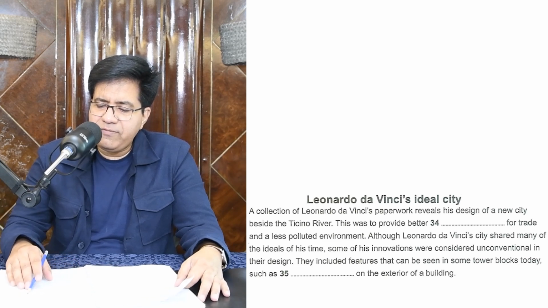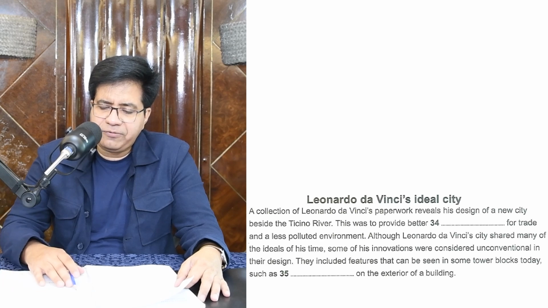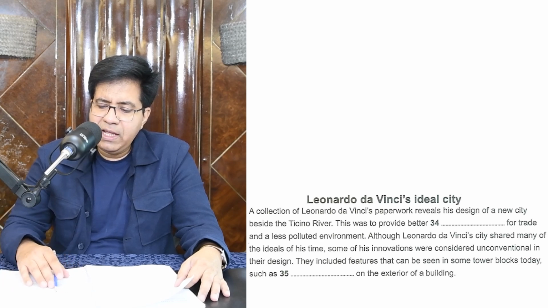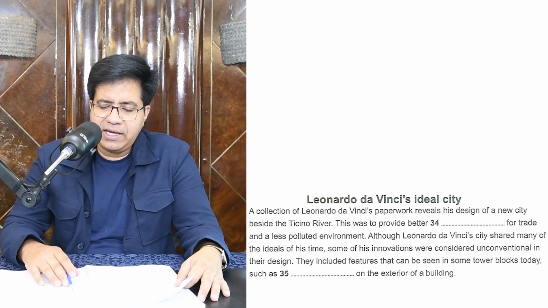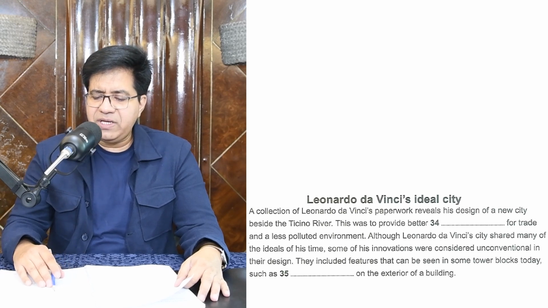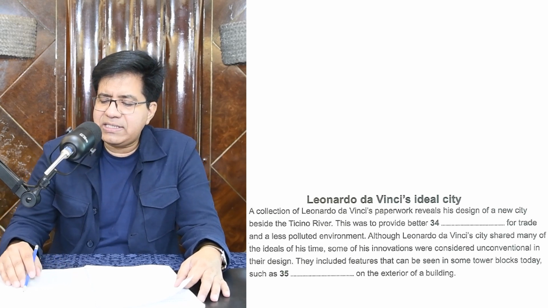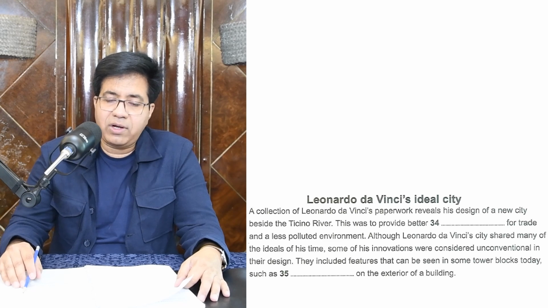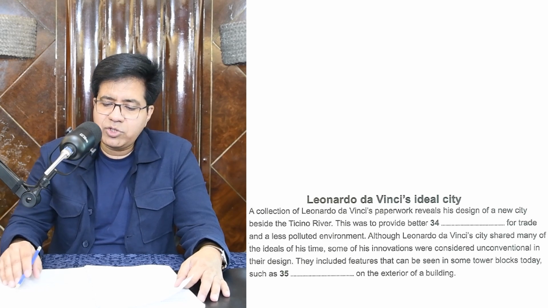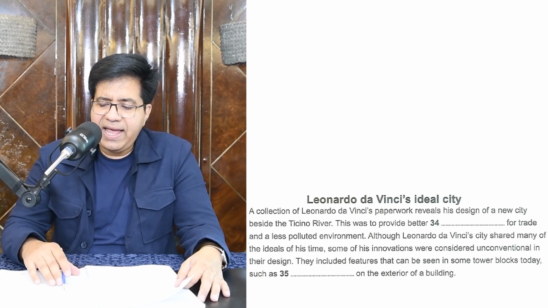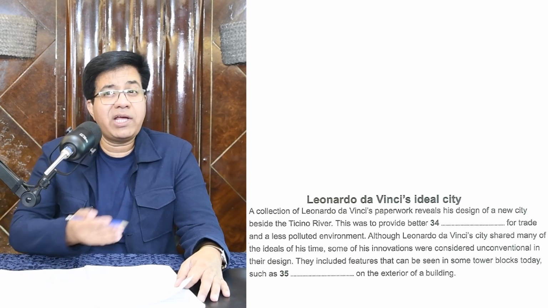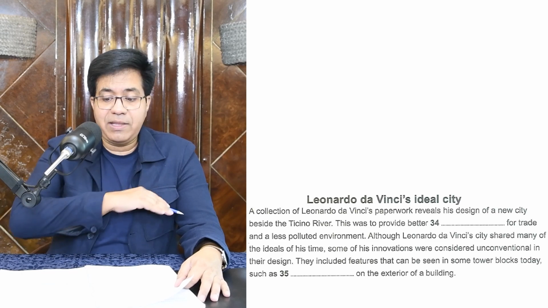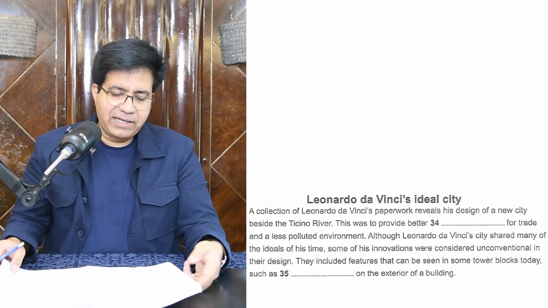Although Leonardo da Vinci's city shared many of the ideals of his time, some of his innovations were considered unconventional in their design. They included features that can be seen in some tower blocks today. Tower block is our clue word. Tower blocks today, such as dash on the exterior of a building. Now, what on the exterior? Exterior means outside the building. So please come back.